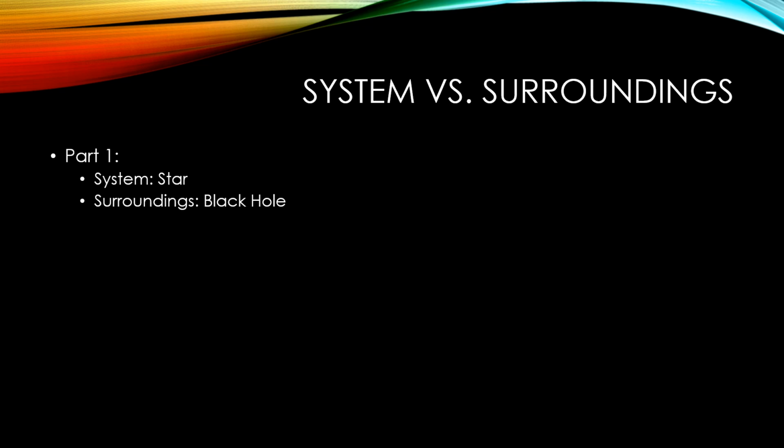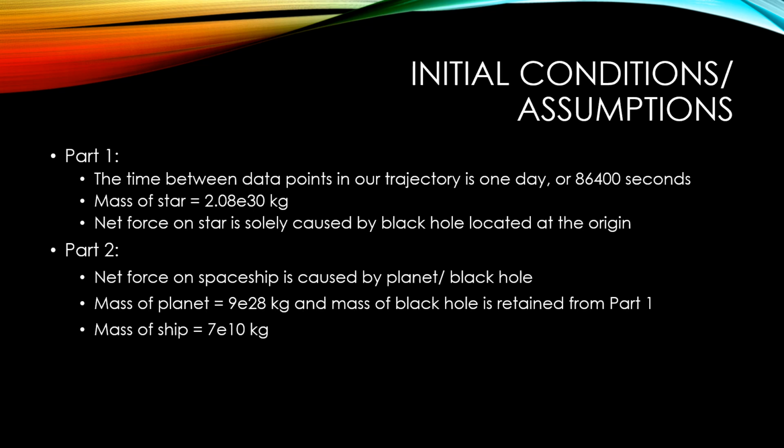So for part one, the system versus the surroundings, the system is just the star and the surroundings are the black hole. So our initial conditions and assumptions in part one, the time between the data points in our trajectory is 1 day or 86400 seconds. The mass of the star is 2.08 times 10 to the 30 kilograms, and the net force on the star is solely caused by the black hole located at the origin.